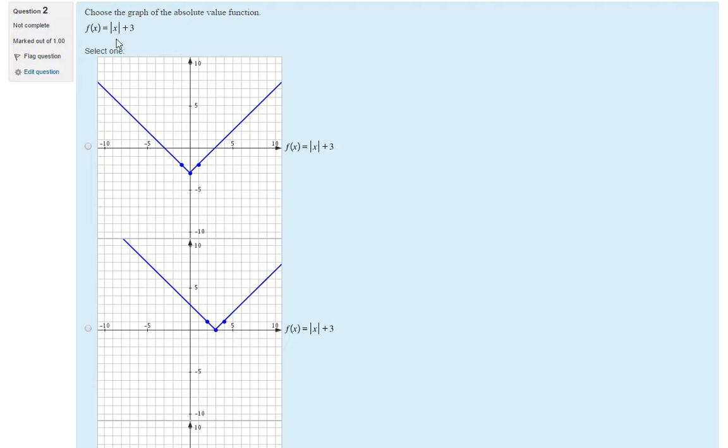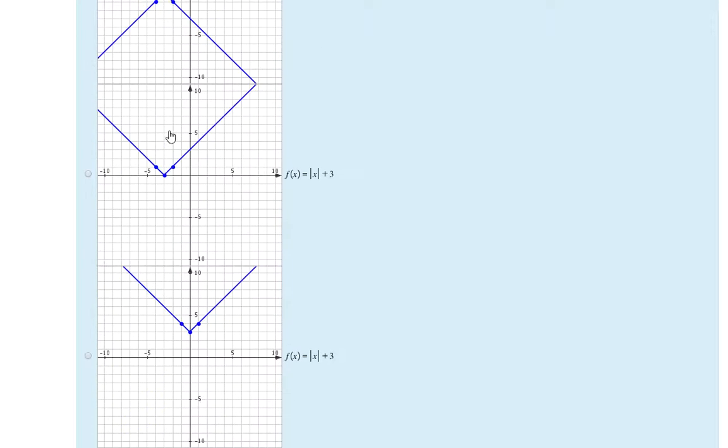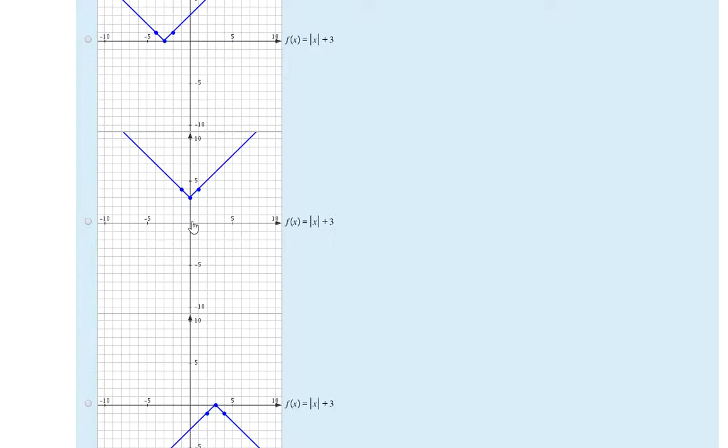How about this one? So this one, a is equal to 1. The number that's being multiplied by the absolute value is 1, so the slope of the right side should be +1. h is 0, so it hasn't been translated horizontally at all. And k is 3, so it's been translated 3 up. So this is the one that fits. The slope of the right leg is +1, and the vertex has been translated 3 upward.